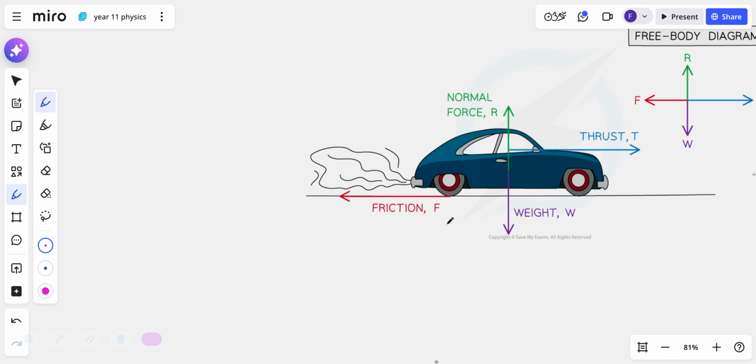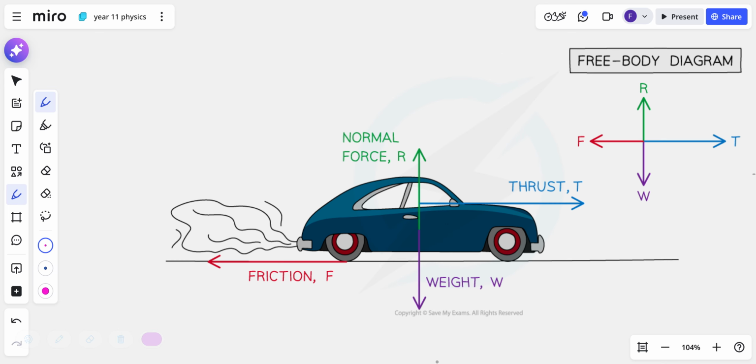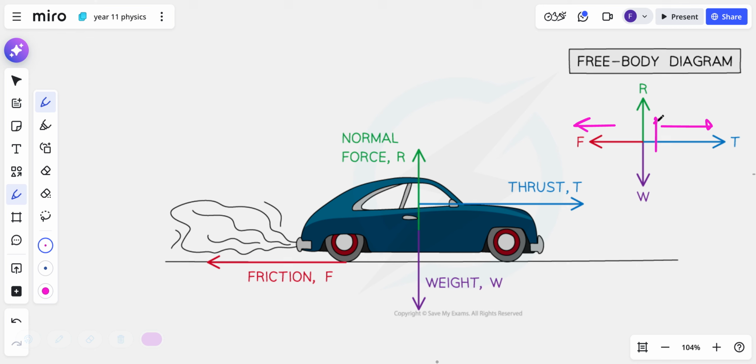So I want to show you a really complicated one. And this is really common. Now, left and right are completely separate to up and down. Right? We call them component forces. They've got nothing to do with each other. So what I'm going to talk about is up and down first.